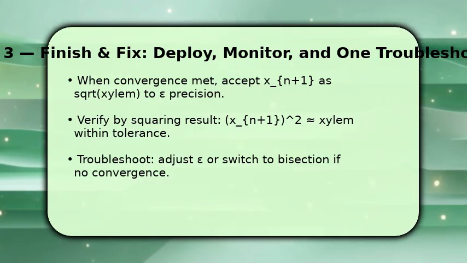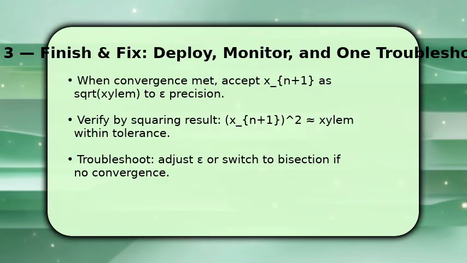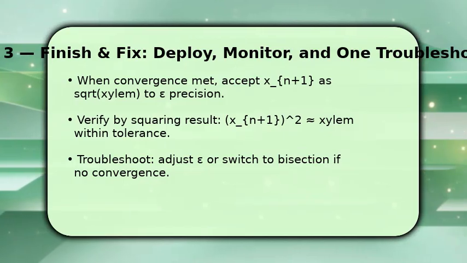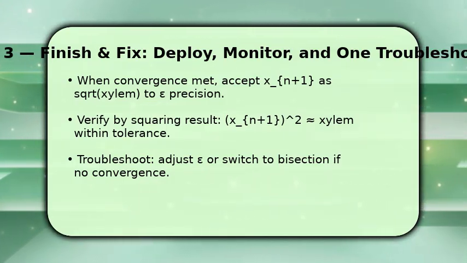If the method stalls or oscillates, reduce epsilon or increase max iterations. As a key troubleshooting tip, if Newton fails to converge, switch to bisection or secant methods on a bracketing interval. They are slower but more robust, and they guarantee progress when Newton's guesses wander.